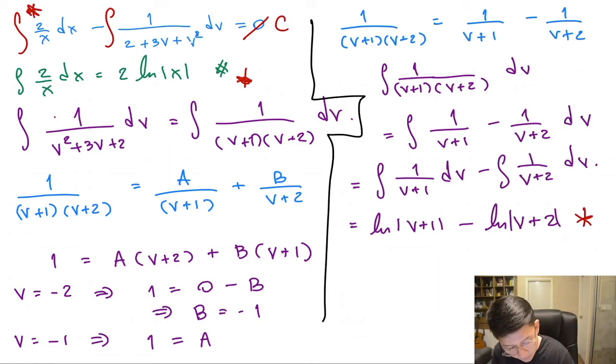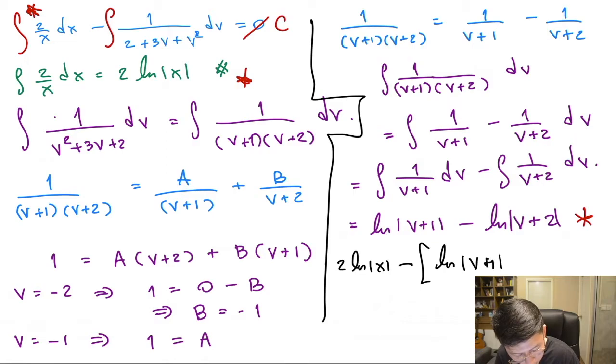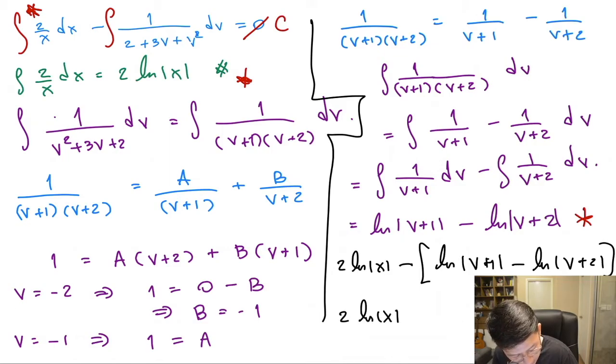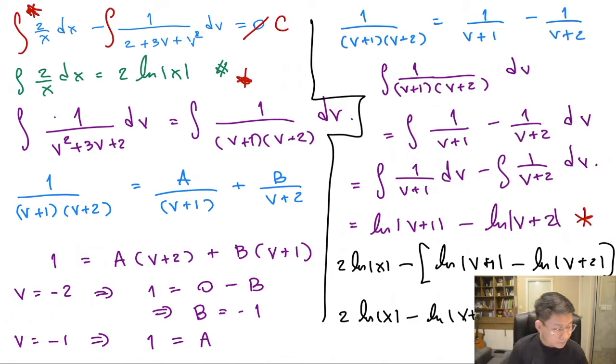So we have 2 log of absolute x minus log of v plus 1 minus log of v plus 2 equals c, which means that it is 2 log of absolute x minus log of v plus 1 plus log of v plus 2 equals c. Sorry.